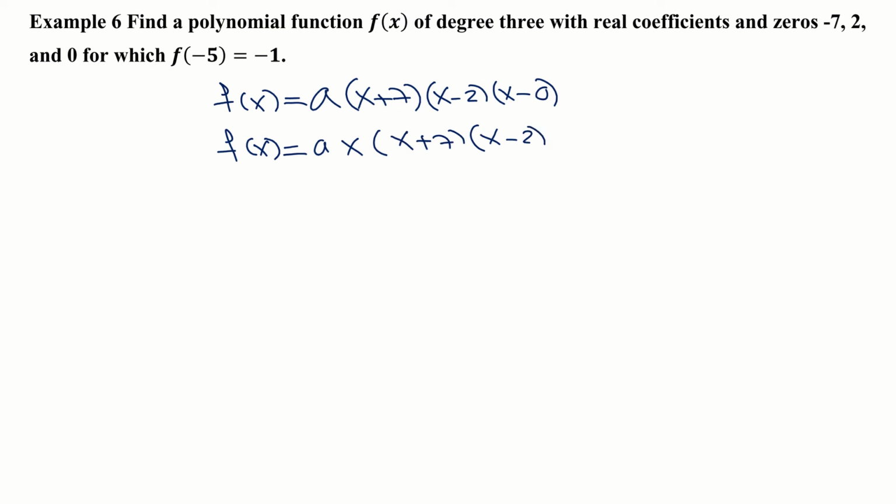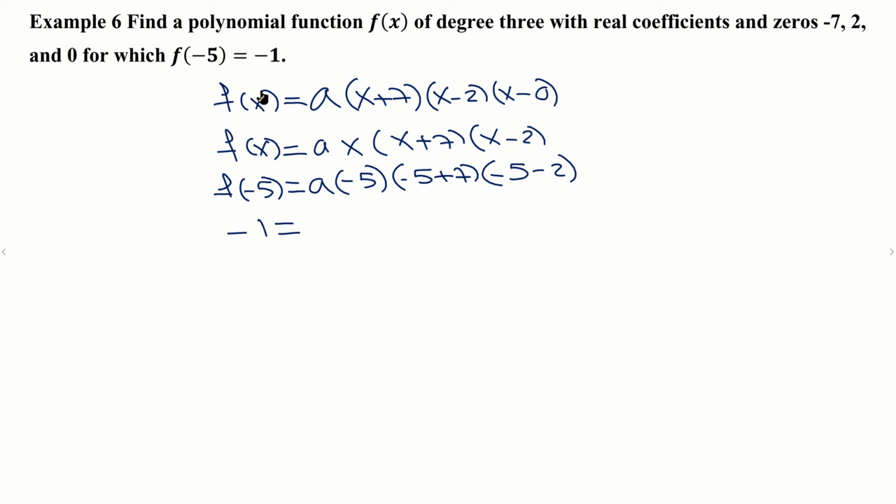Now we want f of negative 5. So that's going to be a times negative 5, x is negative 5, and x plus 7 becomes negative 5 plus 7, and x minus 2 becomes negative 5 minus 2. So with f of negative 5, we want to replace it with negative 1.